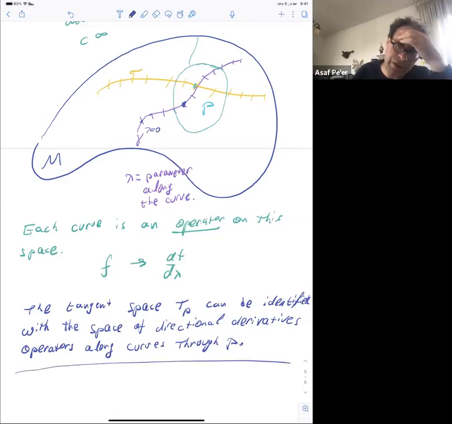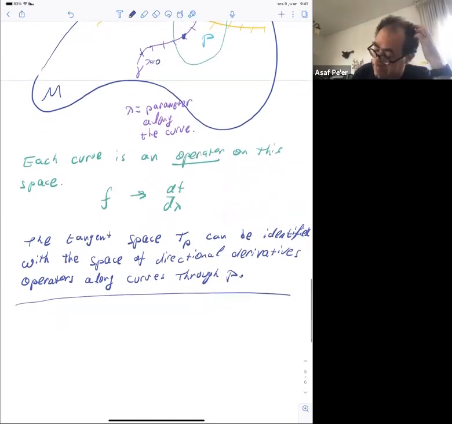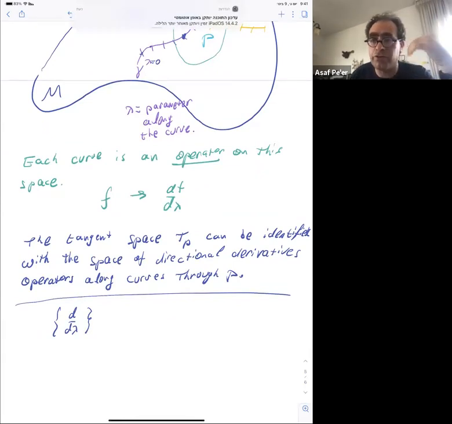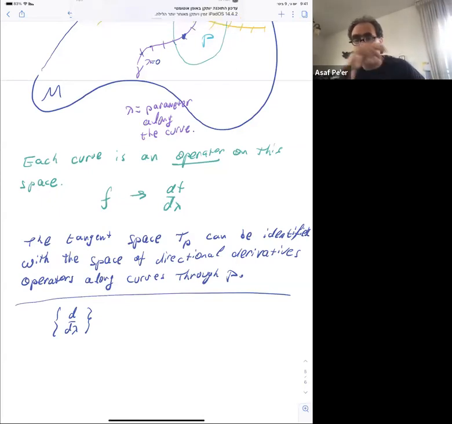So we're basically looking at the space of all directional derivatives. A directional derivative is a derivative in the direction of a curve, so it is a generalization of the partial derivative. The partial derivative is a derivative in the direction specified by one of the coordinates, while here the direction is specified by curves in general. Remember my point: I'm making something in a coordinate independent way.